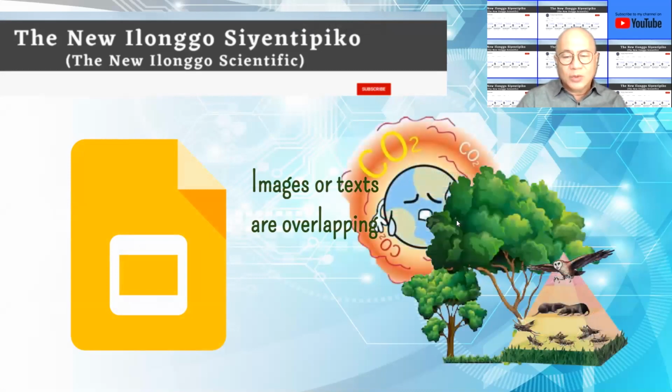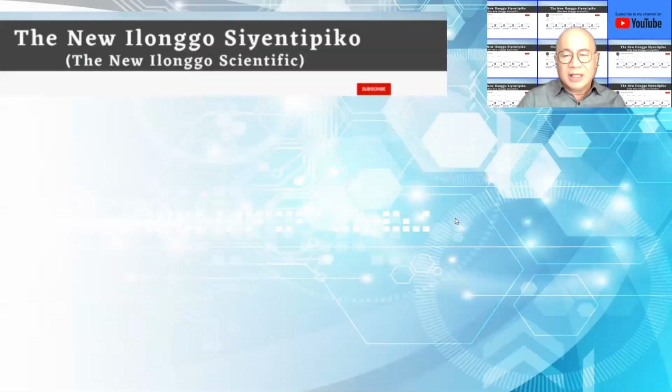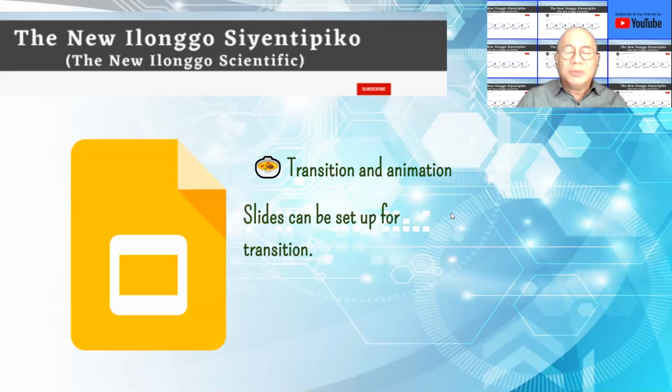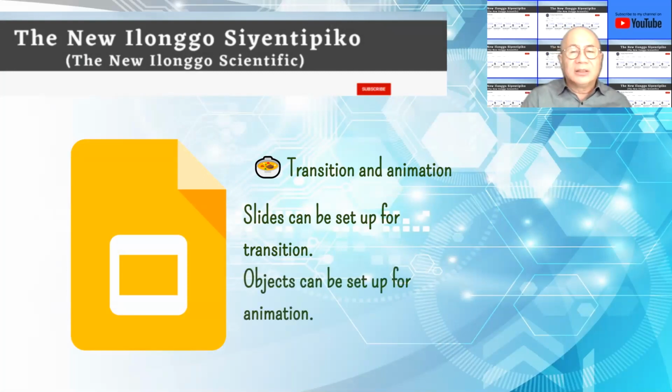So right now this is how it appears properly, the images and the text. The other thing that we can do is the transition and animation that we can set from our Google Slides. We can set up our slides for transition, meaning how one slide transitions into the next slide. And also objects in our slides presentation can be set up for animation as well.